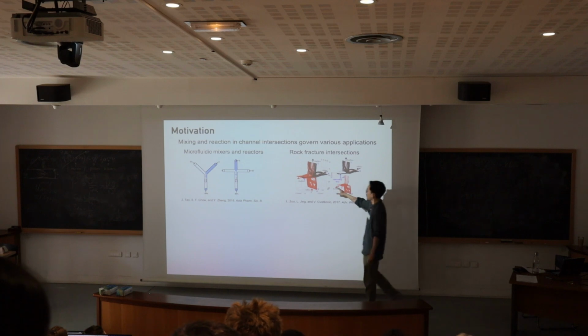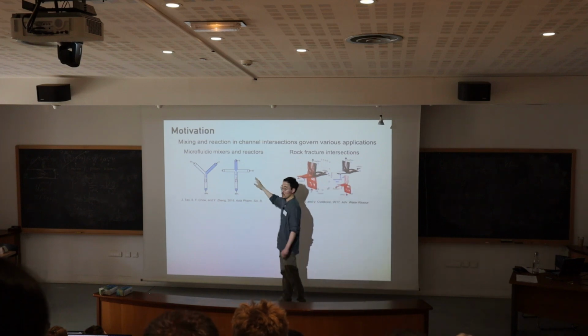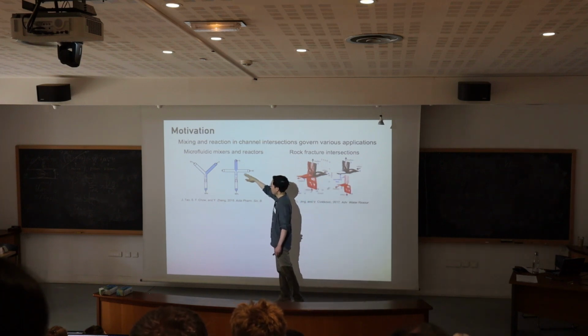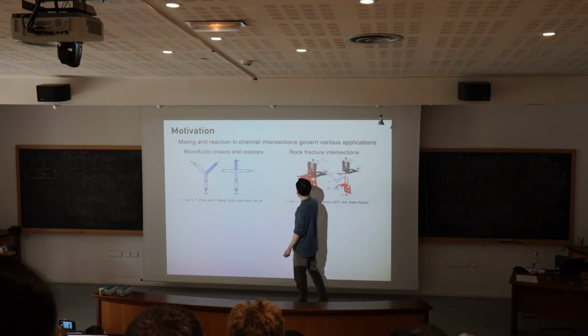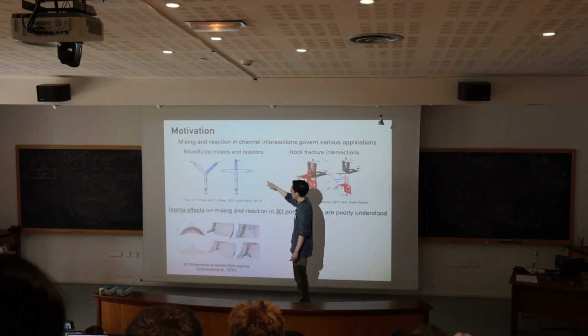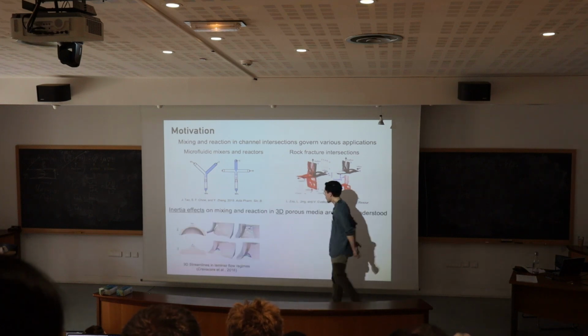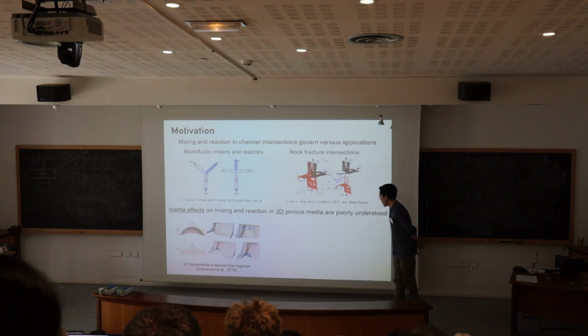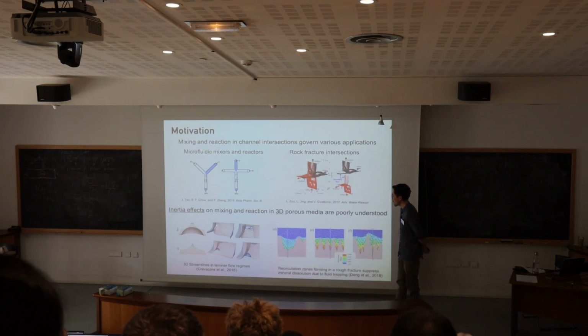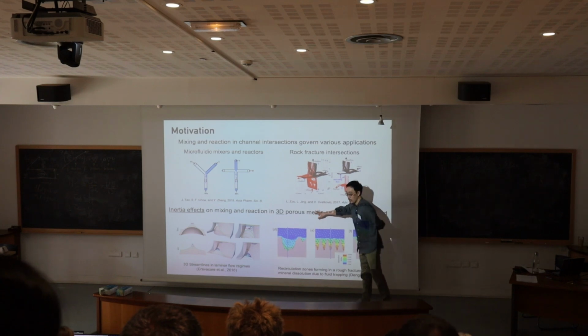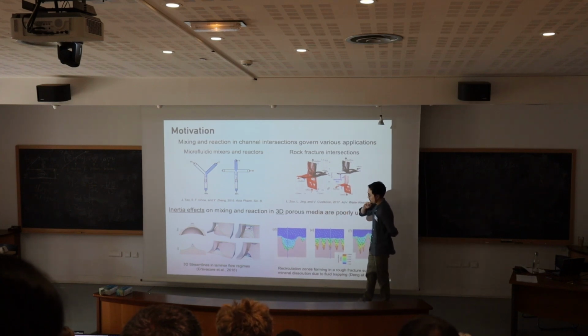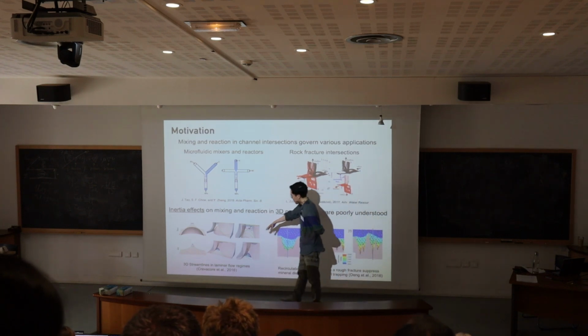And of course, it's also a topic in chemical engineering, right? Because there's a lot of interest in chemical mixers. So what happens at the intersection is a big study topic for chemical engineers too. Inertia effects on transport have been quite widely studied, but in 3D porous media, I really couldn't find almost anything. So this is a very nice paper if you're interested in this topic.